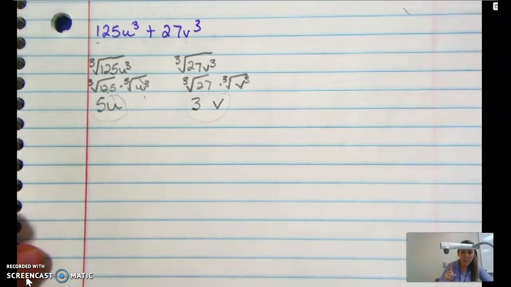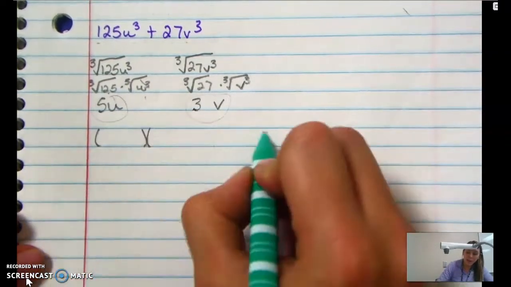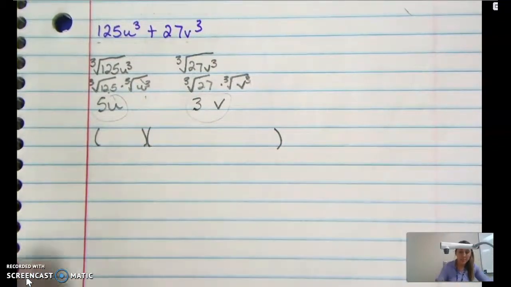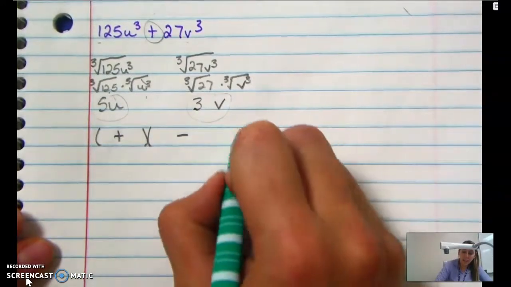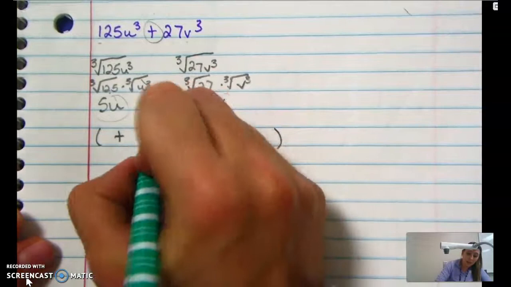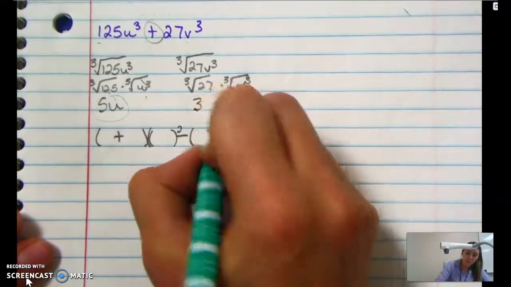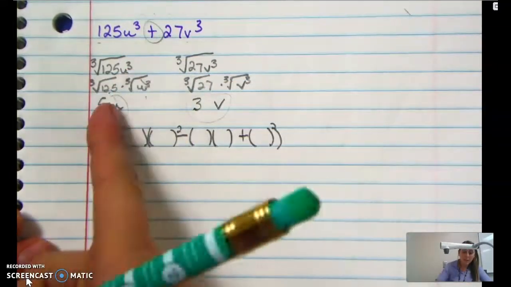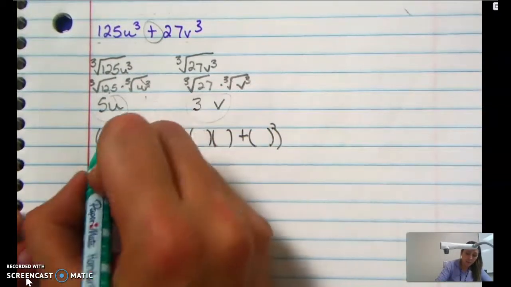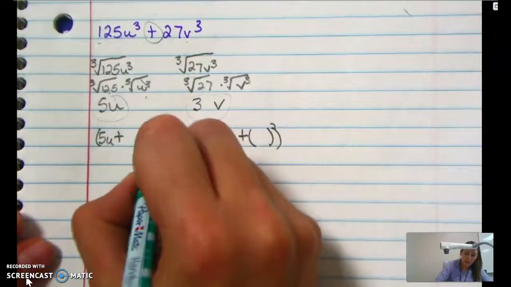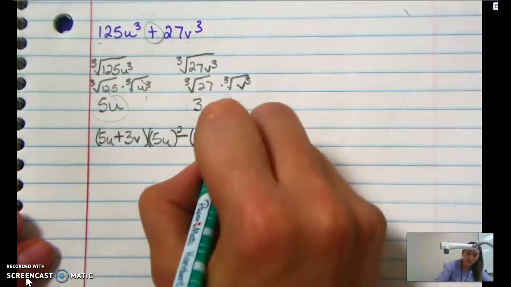I have to set up my parentheses and get my signs in there. So I have a binomial, and then I have a trinomial. So I'm giving myself some space. I keep my sign the same, and then I change the sign. I end on a positive note. I square the first term, square the last term, and both go in the middle. Since I already figured out my first term and my second term, I can go ahead and put that in. So I have 5U, 5U, 5U, and then 3V, 3V, 3V.